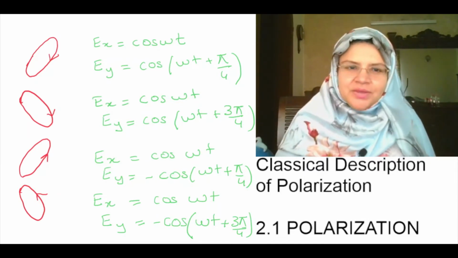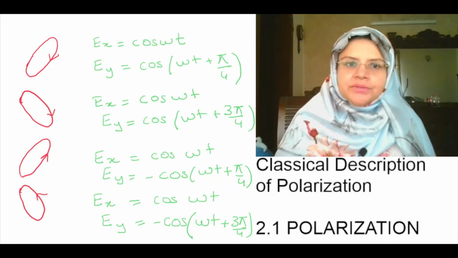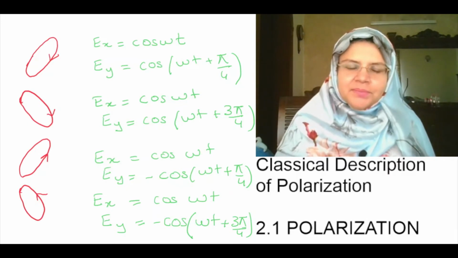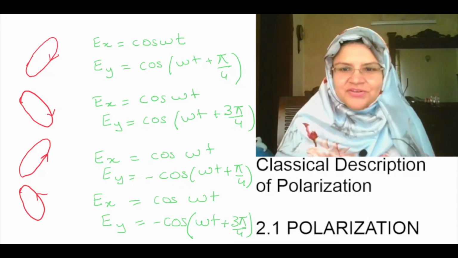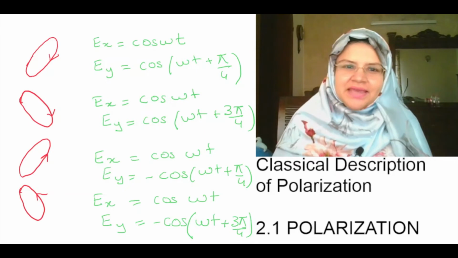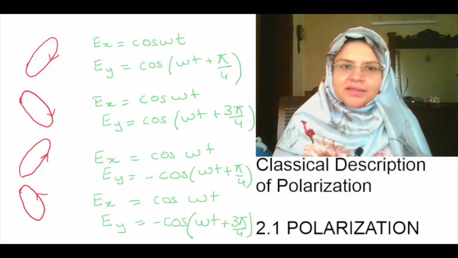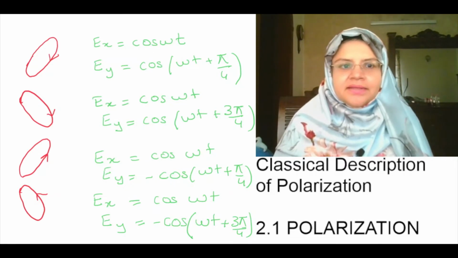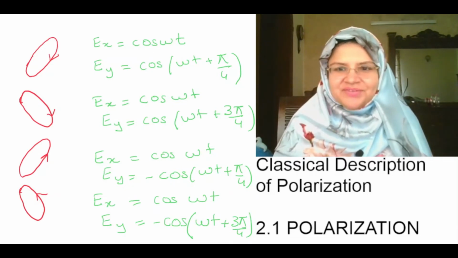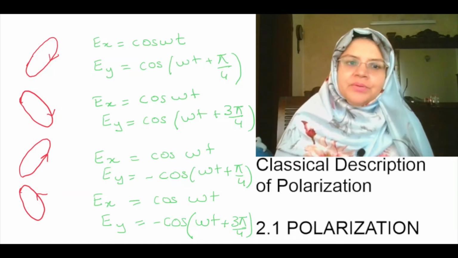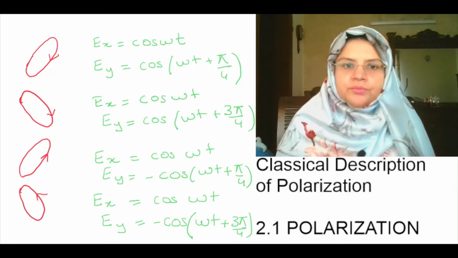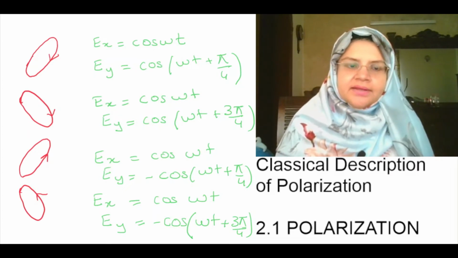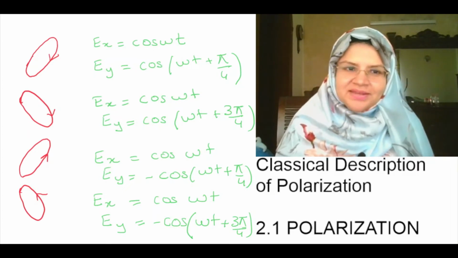If E_x is equal to cos omega t and E_y is equal to cos(omega t plus 3 pi over 4), we get left-handed elliptically polarized light at minus 45 degrees. If E_x is equal to cos omega t and E_y is equal to minus cos(omega t plus pi over 4), we get right-handed elliptically polarized light at 45 degrees. If E_x is equal to cos omega t and E_y is equal to minus cos(omega t plus 3 pi over 4), we get right-handed elliptically polarized light at minus 45 degrees.